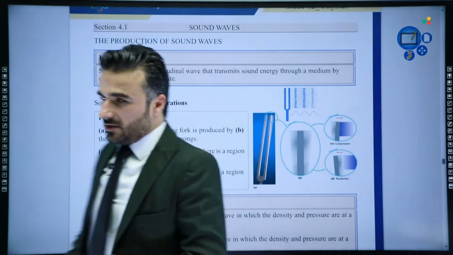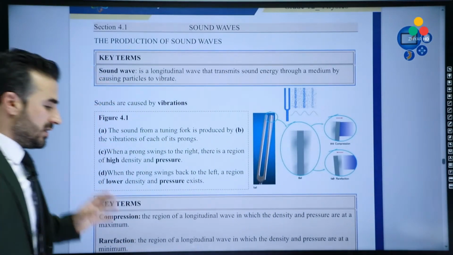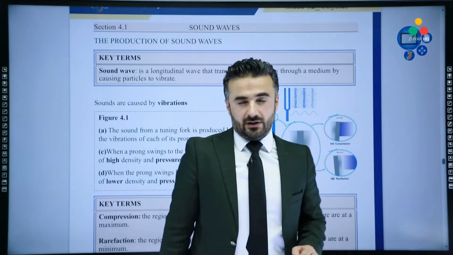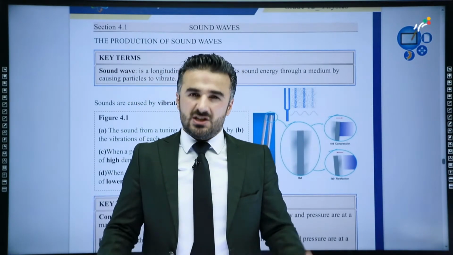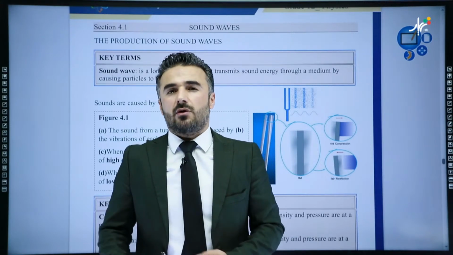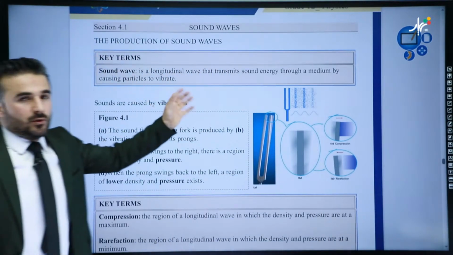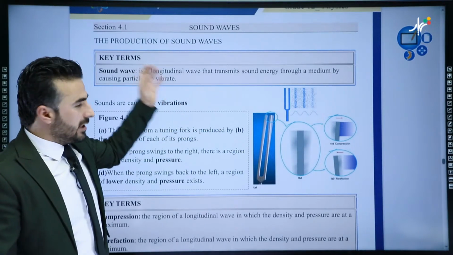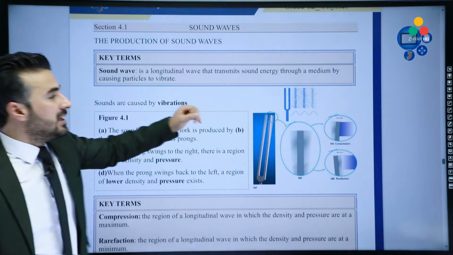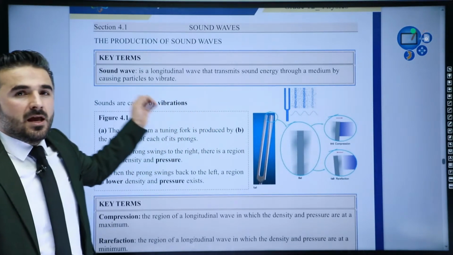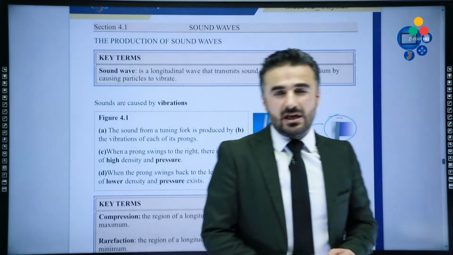All right, the first thing to begin with is 4.1, and that is sound waves. We did talk about sound waves in the previous unit. We said normally sounds are caused by vibration. So how do you define a sound wave? You can say a sound wave is a longitudinal wave that transmits sound energy through a medium by causing the particles to vibrate.